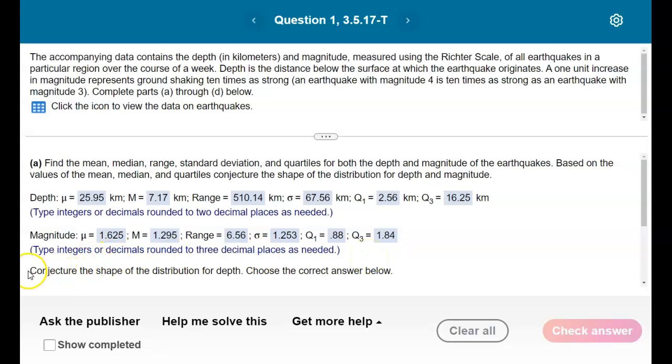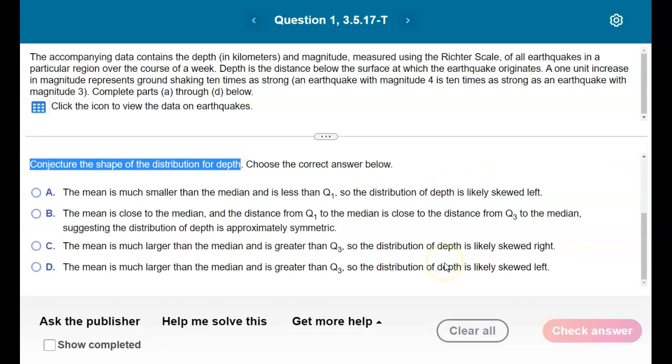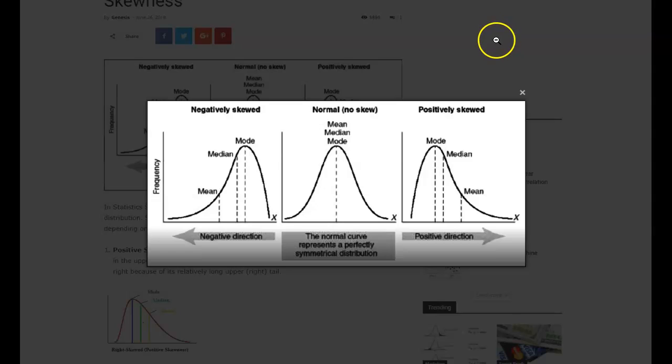So up next, we're asked to make a conjecture about the shape of the distribution from depth. And we're given the following choices, where notice that all of these compare the mean to the median. And is it close? Is one larger or smaller than the other? And I just Googled a quick image for, I think I put in mean, median, and skewedness.